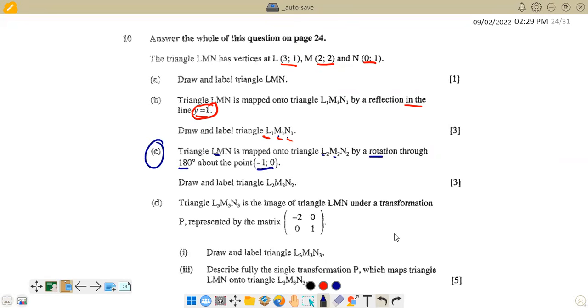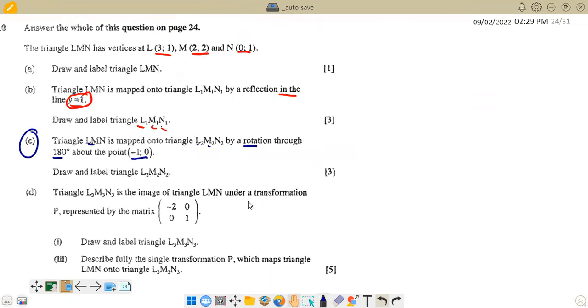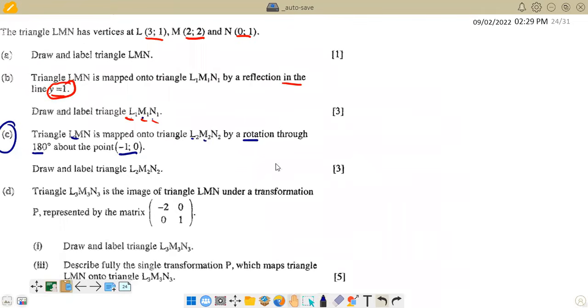Remember, guys, I told you that when you're dealing with rotation, you can take advantage of using matrices. This is rotation about 180 degrees, where we know that the matrix is going to be given by (-1, 0; 0, -1). This is the matrix for rotation, so you need to know all your matrices. So for rotation, 90 degrees, 180 degrees, it's going to be like this.